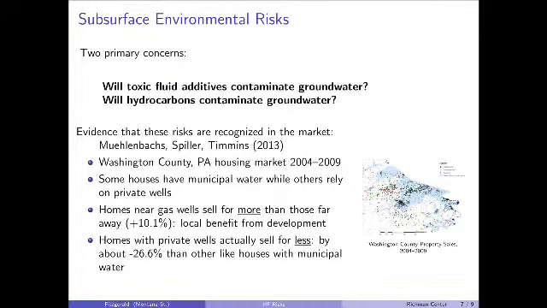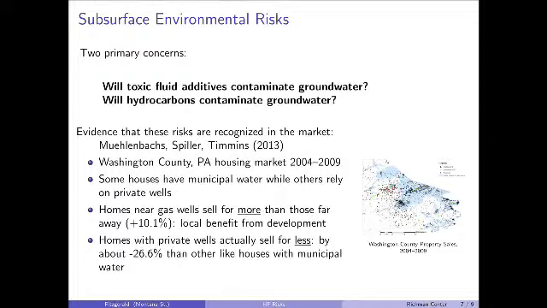If you look at the proximity of gas wells to houses, and we might think the risks from hydraulic fracturing are fairly local, it's actually true that the houses closer to gas wells sell for more by about 10%. So there's actually a local benefit from development. This could be because they own the minerals, or because the more rural parts of the county are more desirable to live in.